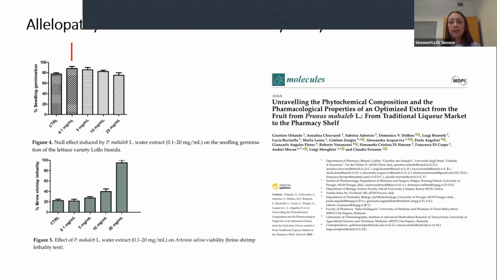On the other side, we performed a brine shrimp lethality assay to confirm the biocompatibility of the water extract at the same concentrations. In agreement with the allelopathy assay, the extract was well tolerated by the shrimps, with an LC50 value greater than 10 milligrams per milliliter.